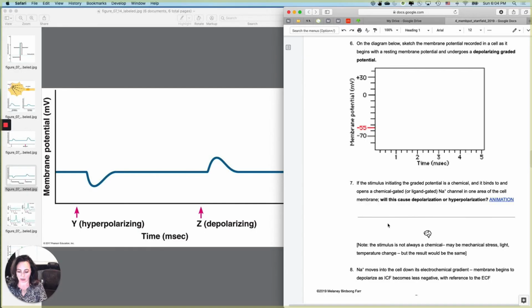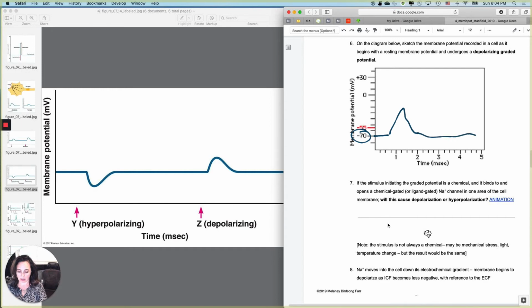All right, here we go. Same business, different color. Sketch the membrane potential recorded in a cell as it begins with the resting membrane potential and undergoes a depolarizing graded potential. Same question: I begin at resting membrane potential. What is that? That's minus 70, right? And I'm going to undergo a depolarizing, closer towards zero, graded potential. I don't care about the magnitude because I didn't tell you.